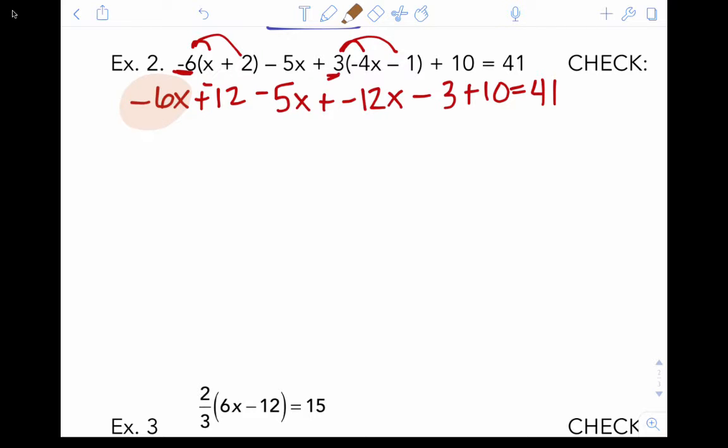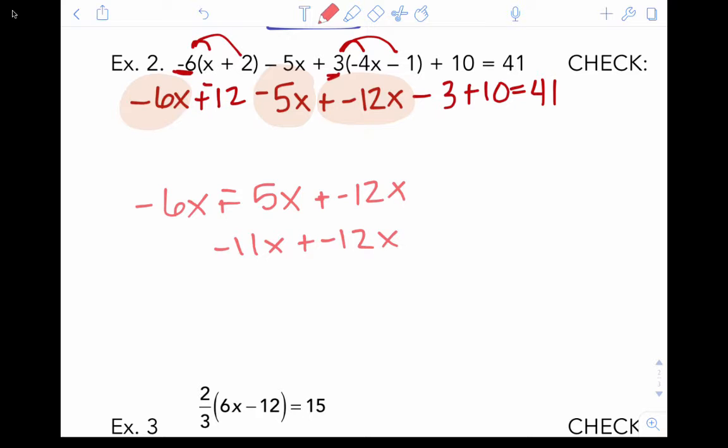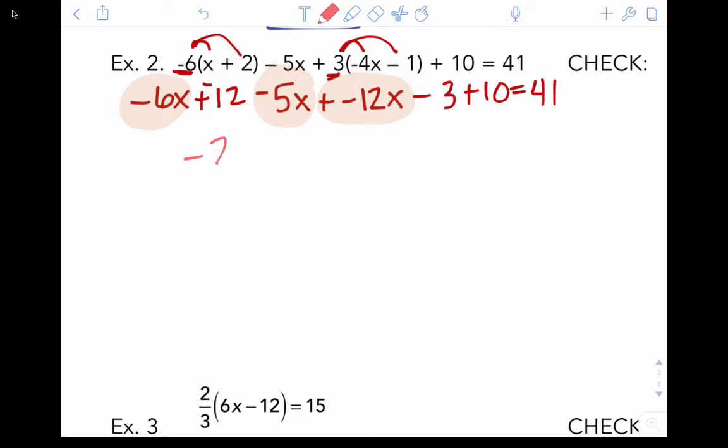So I'm going to combine like terms. I'm going to look at each of my variables and the signs in front of them. So I have negative 6x minus 5x plus a negative 12x. So negative 6x minus 5x, I'm going to add the opposite. Negative 6 and negative 5 is negative 11. Negative 11x plus negative 12x is negative 23x. So that's going to go right up here. I have negative 23x. And now I'm going to combine my numbers.